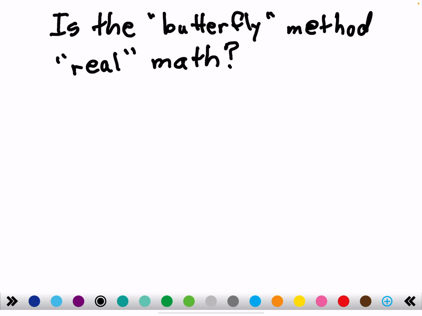Is the butterfly method real math? So we'll look at whether or not adding two different fractions, a over b plus c over d, there is any math behind the butterfly method. Many mathematics teachers and professors say no, there's not. But let's look at this and explore it.